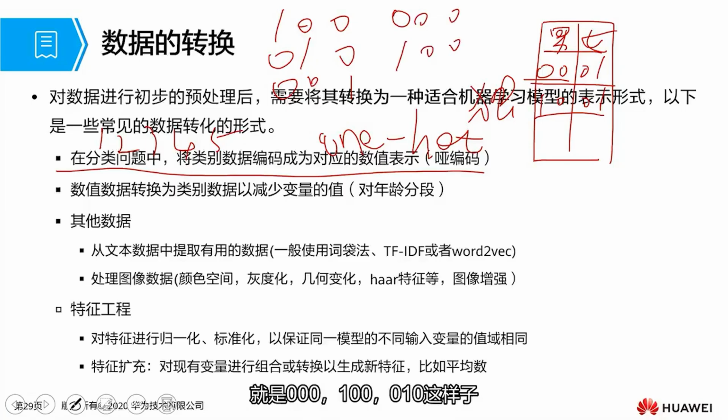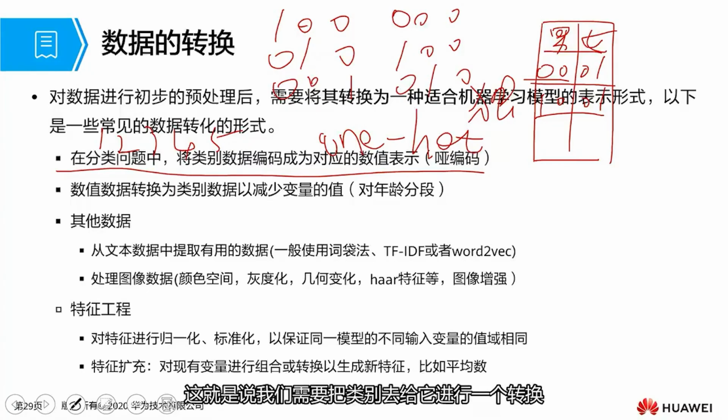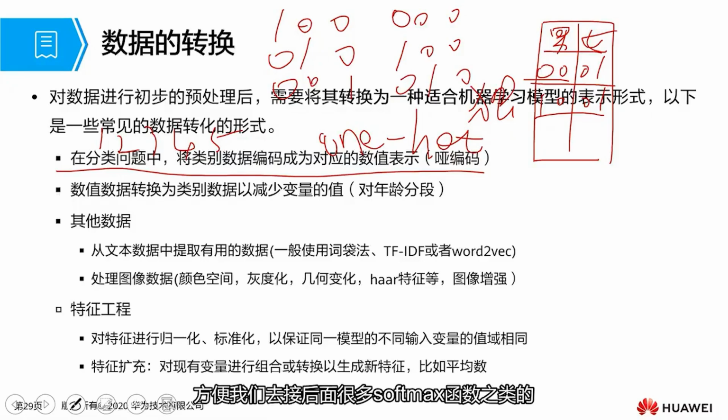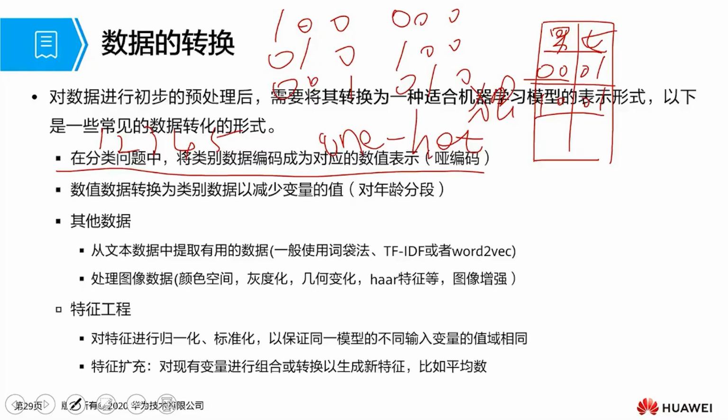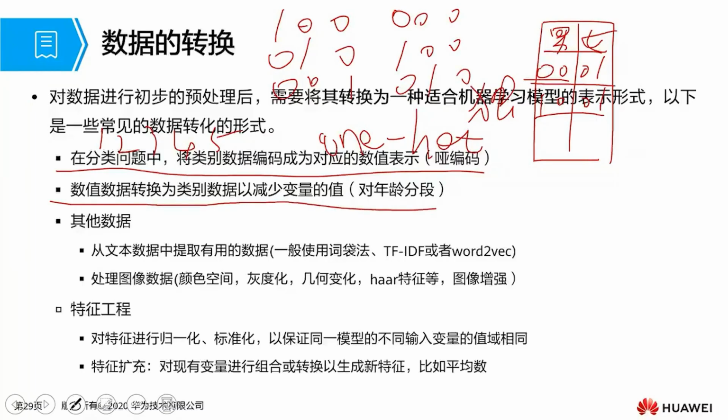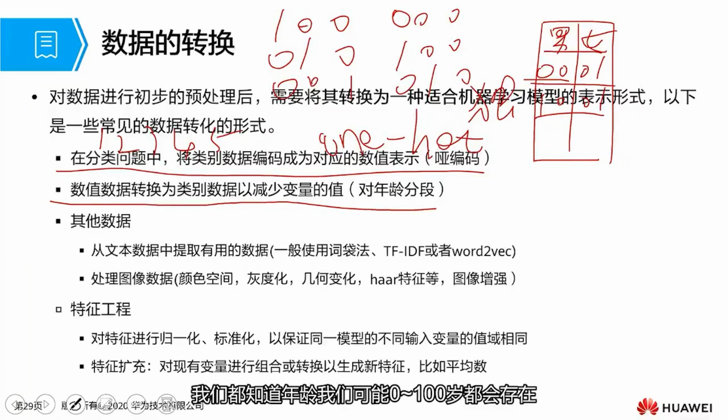The next one is to convert numerical data into categorical data to reduce the corresponding values. We all know about age. We may have ages from 0 to 100 years old. But sometimes we don't need to distinguish so finely. We may only need to know teenager, middle-aged, elderly. That's fine. So I can divide the age range from 0 to 30 into one group, 30 to 60 years old as one group, and 60 to 100 years old as another group. I turn the original multi-classification data into 3-classification data. This is the transformation of data.